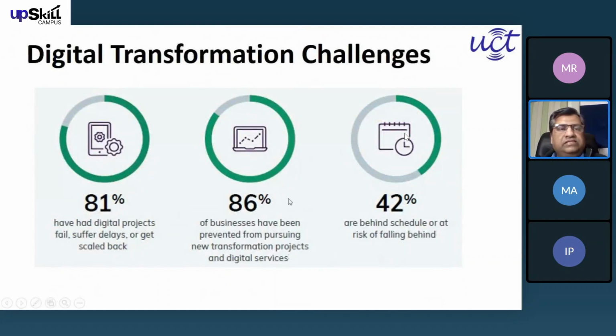And the challenges under digital transformation: 81% of digital projects have failed, or they have suffered delays, or they have scaled back. So whatever stage they were at earlier, they have come back to the same stage. And 86% of businesses have been prevented from pursuing new transformation projects and digital services. 42% are behind schedule or at risk of falling behind. This is because of poor planning and poor integration of the different technologies.